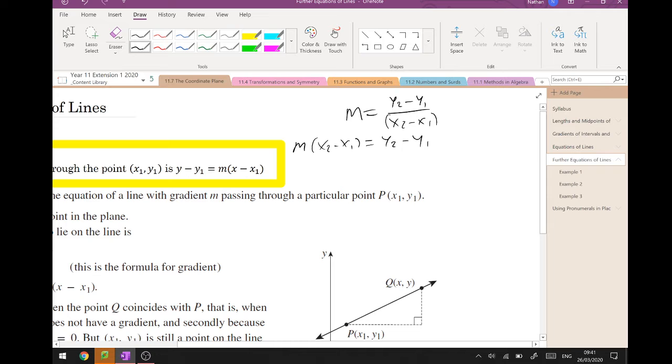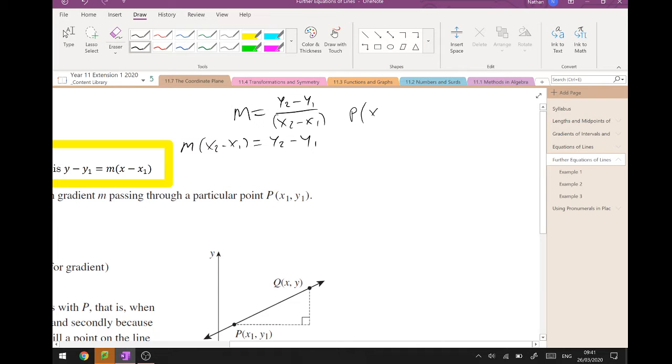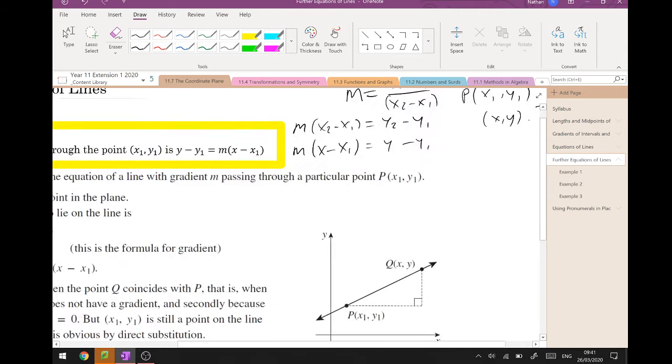Okay, so if you've been given a point and you don't know what your other point is, we're going to call our point P, x1, y1, and the other point is just x, y, because we don't know what the second point is. This is our mystery point. And if we just substitute those in, we get m lots of x minus x1, which is equal to y minus y1, just like that. Okay, and so that's how we come up with that equation there.